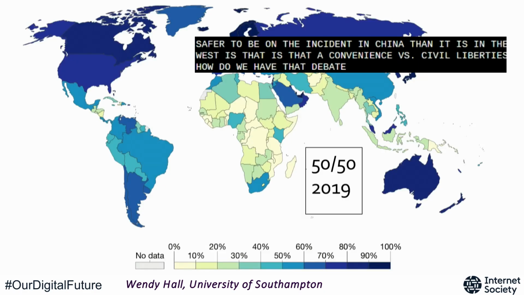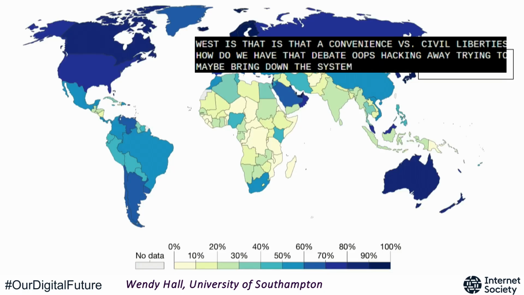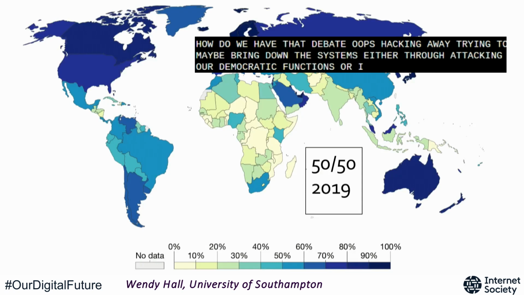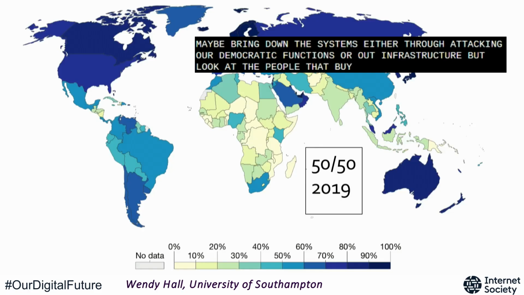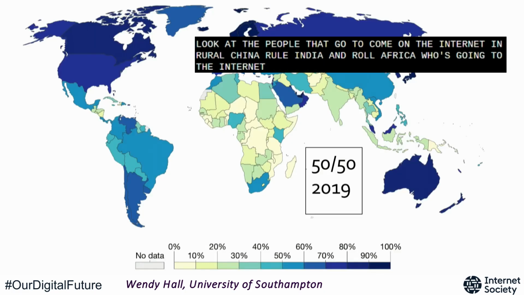And then you've got the Russians, who we call spoilers in the paper. They're hacking away, trying to maybe bring down the systems, either through attacking our democratic functions or our infrastructure. Now, we reached the 50-50 moment, but look at the people that have got to come on the internet. They're largely in rural China, rural India, and rural Africa. Who's going to govern their internets?